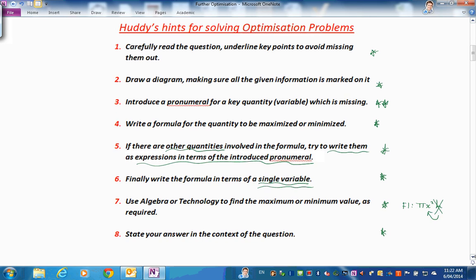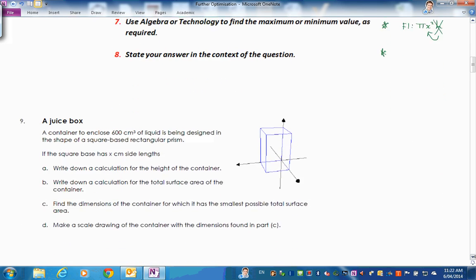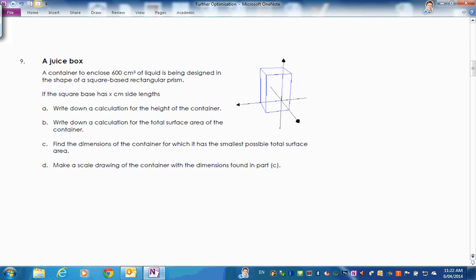Let's go and have a look. And again, we're going to go back to the Harradine and Lupton book there. And we're on question 9 here. I've left some out, but I've picked out some interesting ones. So this is a 3D problem, isn't it? Three-dimensional problem. It's a juice box, and it's going to enclose 600 centimetre cubed of liquid, and it's going to be square-based and rectangular prism.